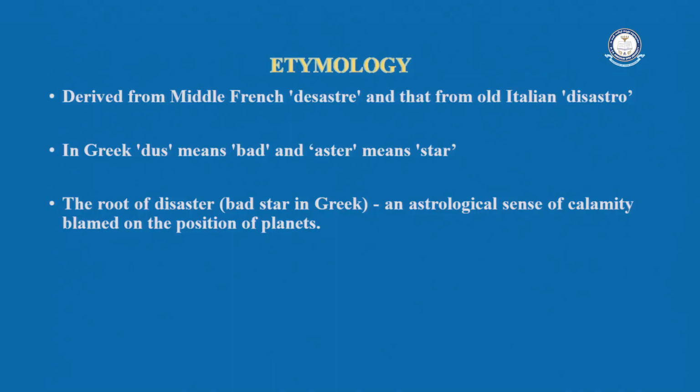So, it has been derived from Middle French disastre and that from Old Italian disastro. In Greek we will say that dus means bad and aster means star. So, you will come to know that disaster is bad star, that means it is resembling bad or negative vibes. Why? Obviously, when the human component is involved, when there is damage to life as well as property, you will understand that there is a negative factor involved, isn't it? That's why we are calling it a bad star.